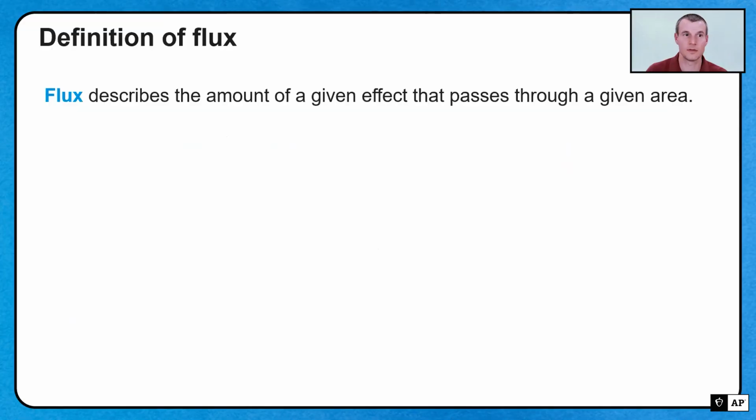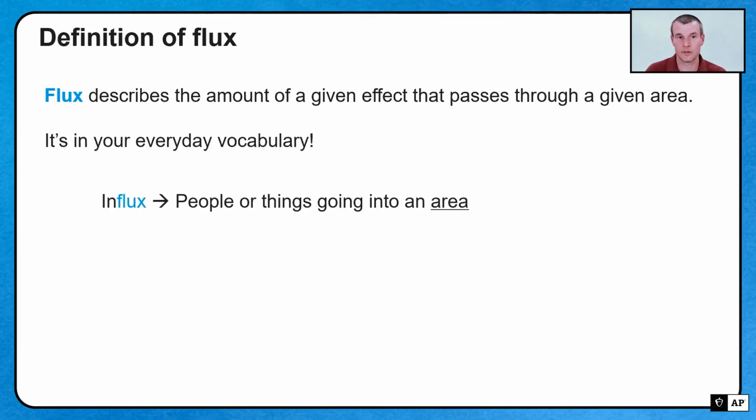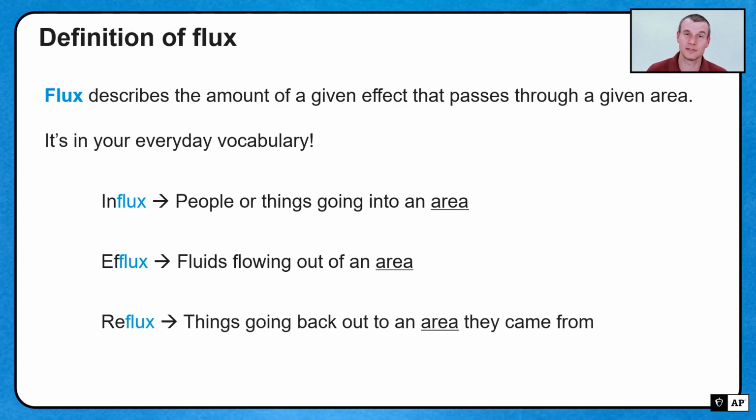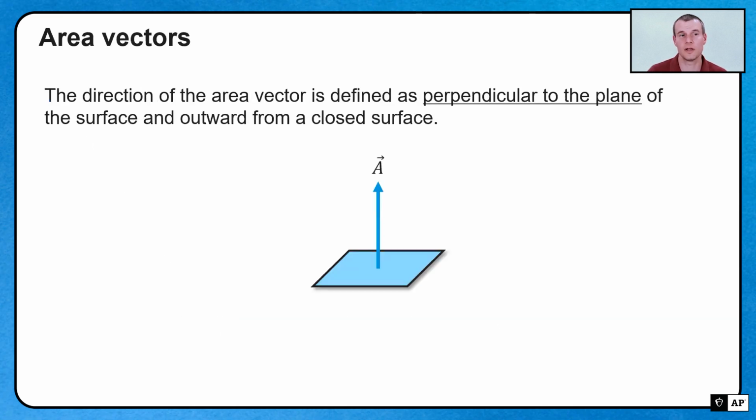Before we get too far into the physics definition of flux, let's talk about how flux might be used in your everyday speech. For example, if there's an influx of people, they're all going into a particular area. If there's an efflux, it's fluids flowing out of an area. And unfortunately, if there's a reflux, it means things are going back into the area that they came from. So flux is something that's around, but in physics, we have a particular definition of flux.